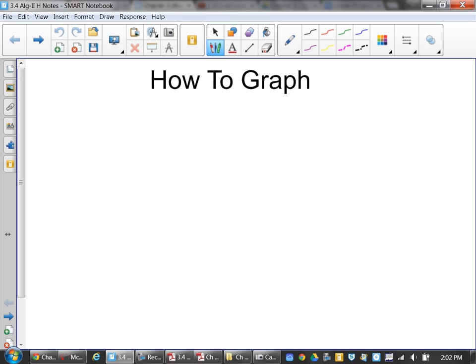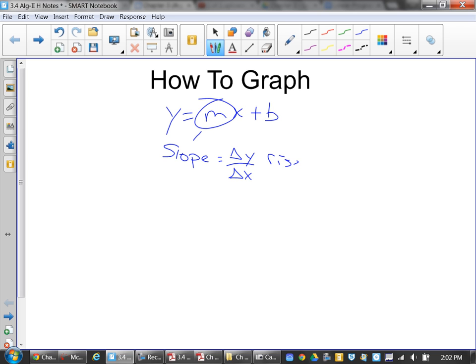What does the slope-intercept form look like? y = mx + b. Can we write this down? What does the m stand for? Slope. Slope, change in y over change in x, rise over run.